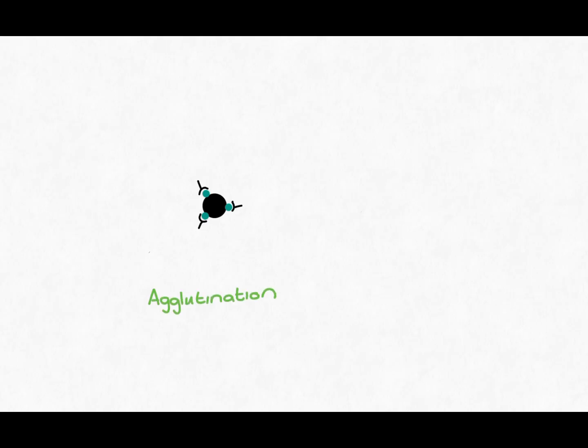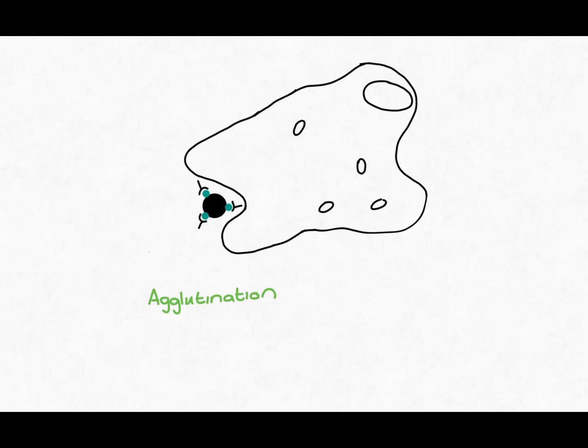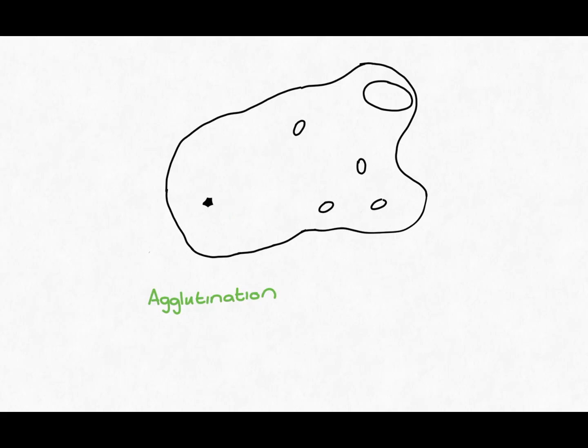The antibodies can then also release chemicals that would initiate a process called phagocytosis. This is when a cell called a phagocyte engulfs the pathogen by surrounding itself around the pathogen and then digesting it using digestive enzymes that are found in its cytoplasm.